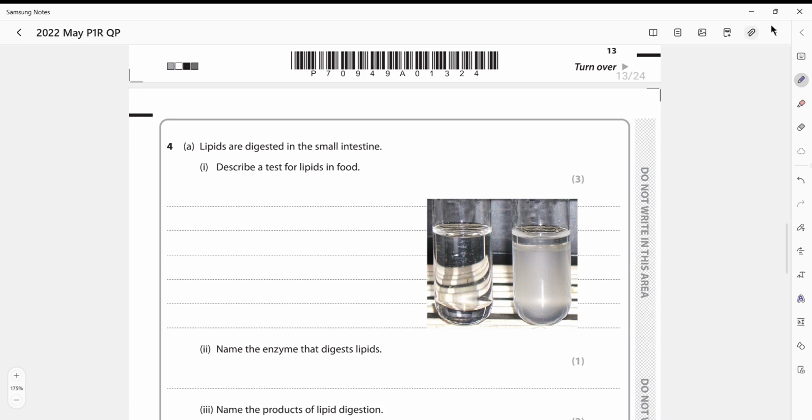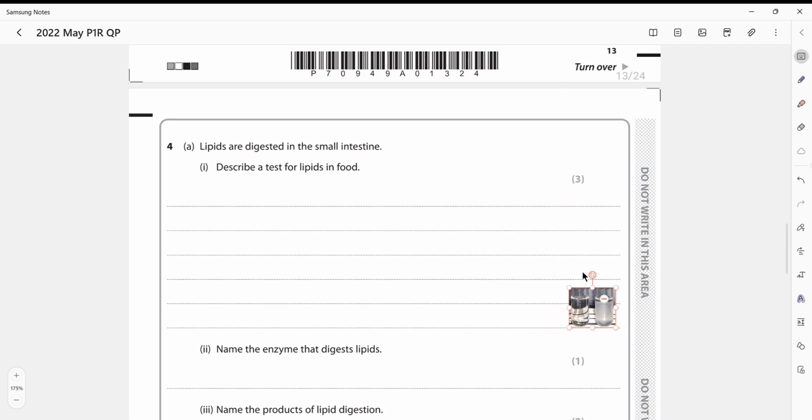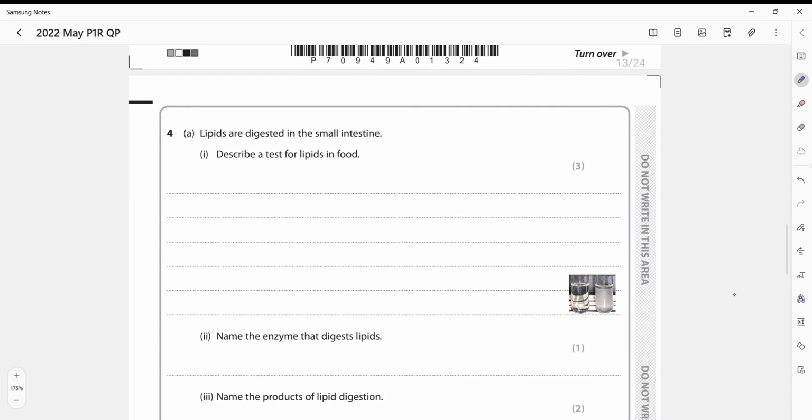So let's make this one smaller. So you would add ethanol to the food sample and mix. Then add water.